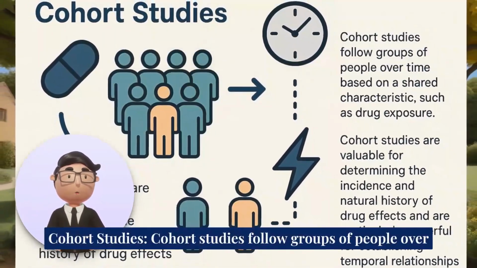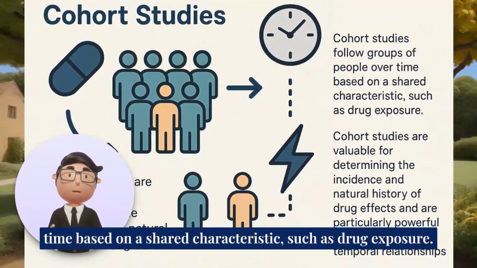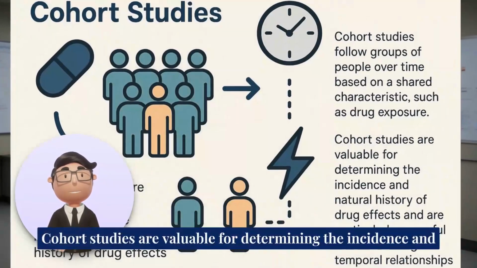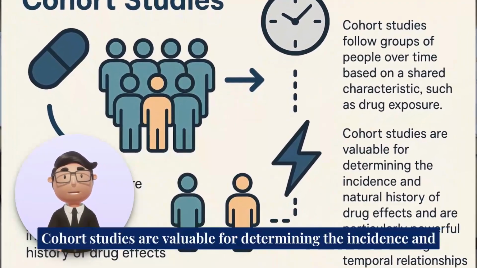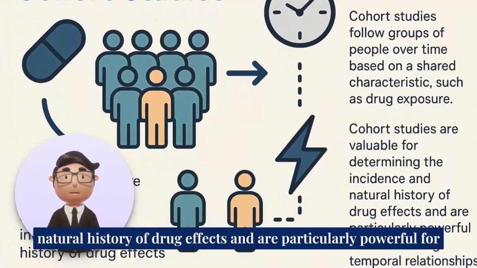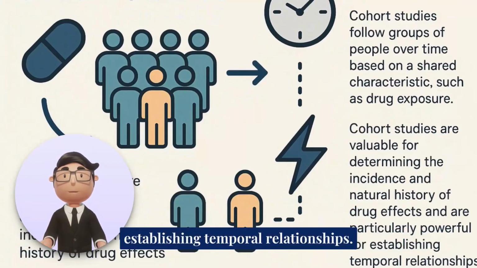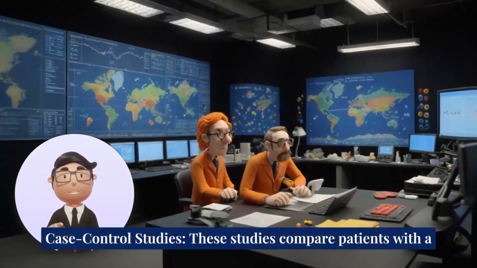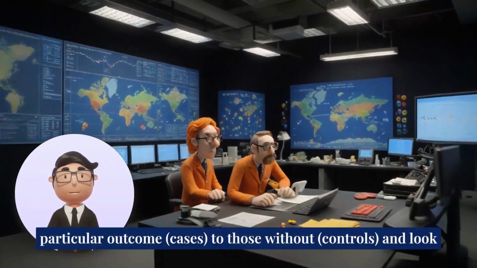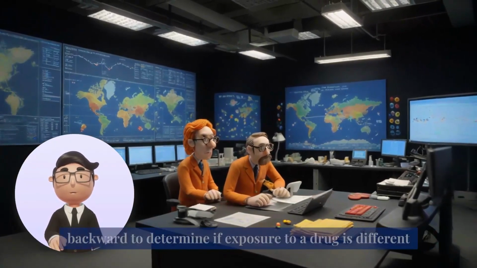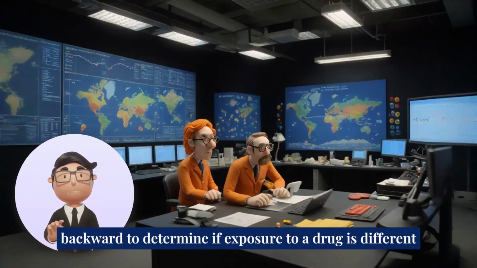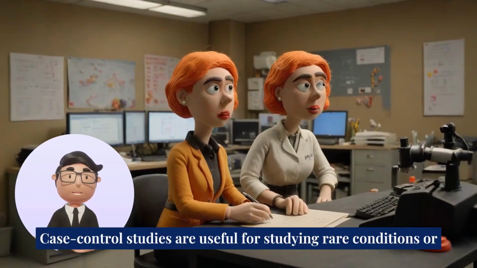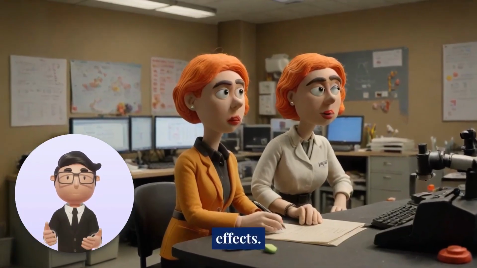Cohort studies. Cohort studies follow groups of people over time based on a shared characteristic, such as drug exposure. Cohort studies are valuable for determining the incidence and natural history of drug effects and are particularly powerful for establishing temporal relationships. Case control studies. These studies compare patients with a particular outcome (cases) to those without (controls) and look backward to determine if exposure to a drug is different between the two groups. Case control studies are useful for studying rare conditions or effects.